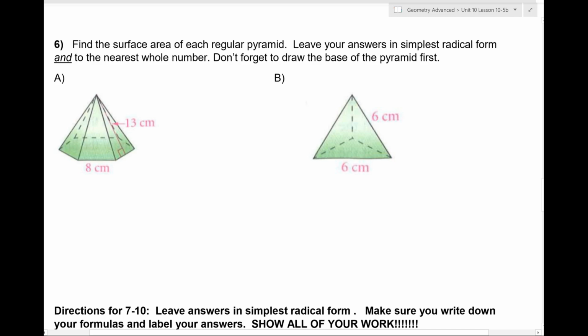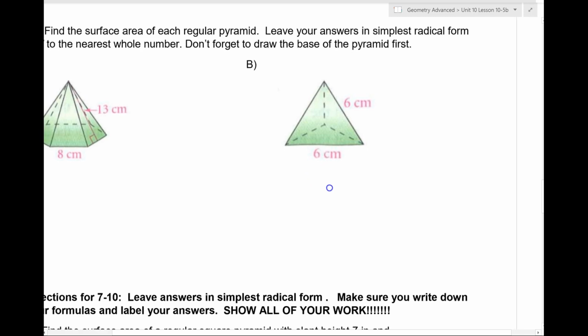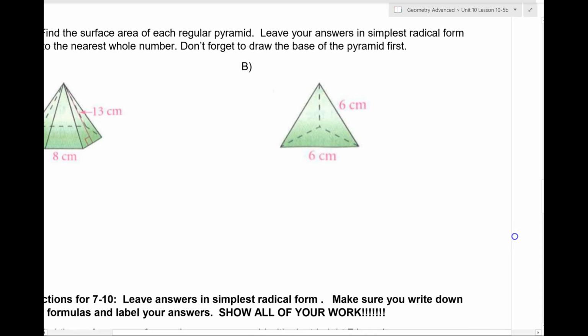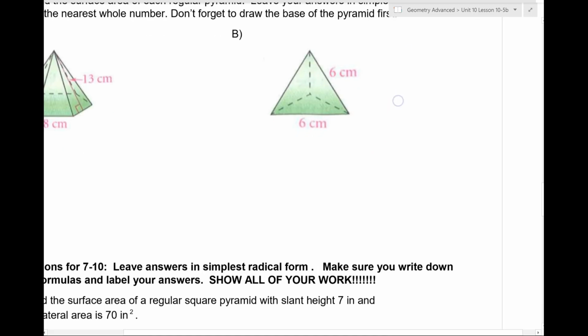It says don't forget to draw the base of the pyramid first. Now, guys, I want you to look at B. Remember, for a pyramid or a prism, we always want to draw the what? We always want to draw the base. Well, what's going to be the base of B? Well, the base of B is going to be an equilateral triangle. And the really cool part, it really didn't matter what side. So I'm just going to do the bottom right here. But those are all going to end up being the same.